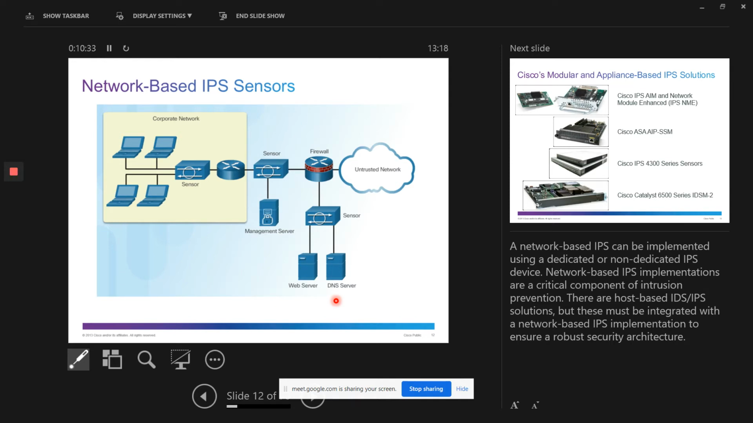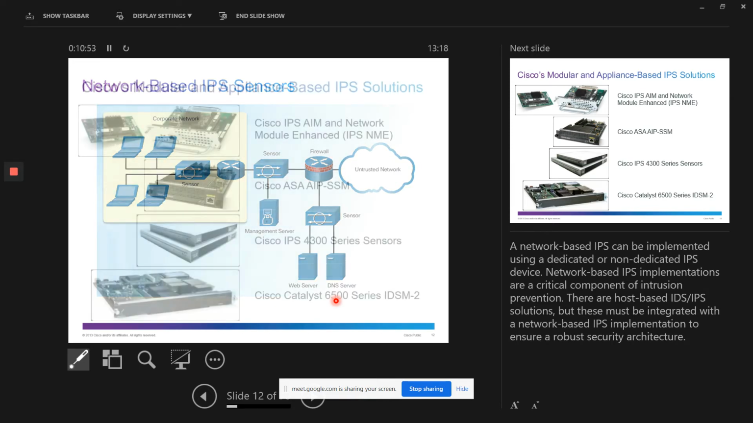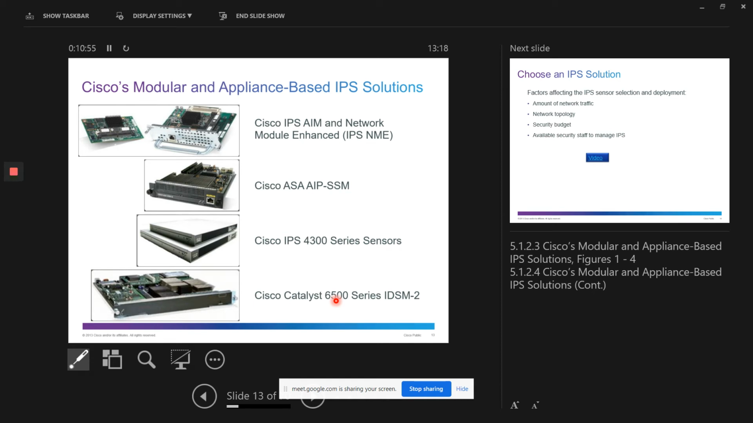Network IPS implementations are a very critical component of intrusion prevention. There are also host-based IDS and IPS solutions, but they must be integrated with the network-based IPS implementation to ensure a layered security architecture. Right, so we have some hardware. These are some examples of the devices available from Cisco.